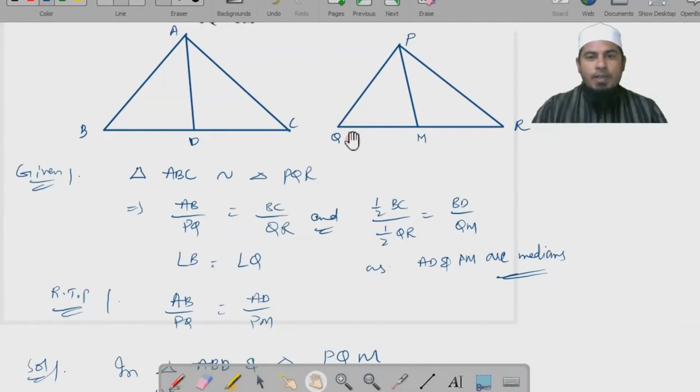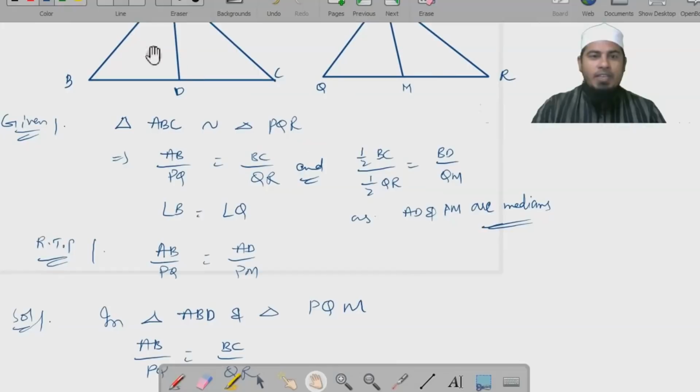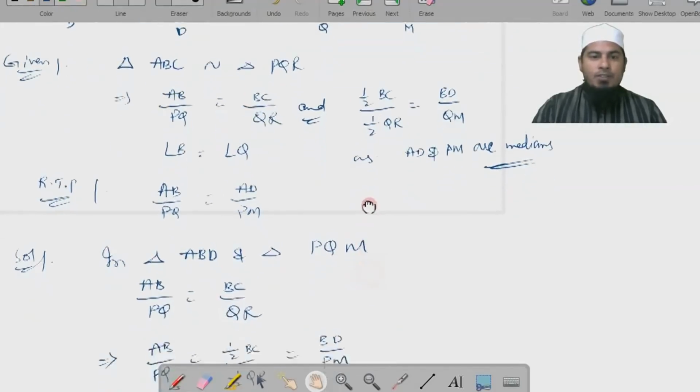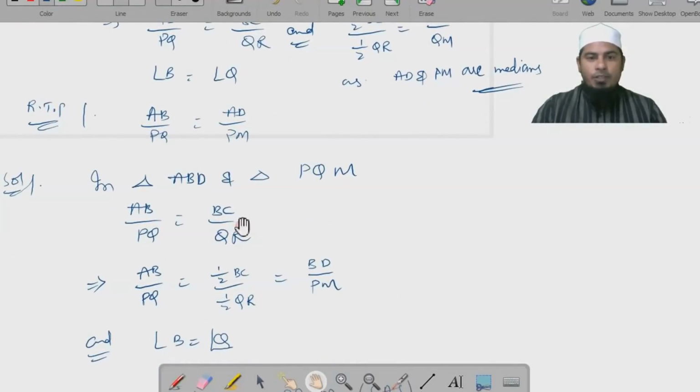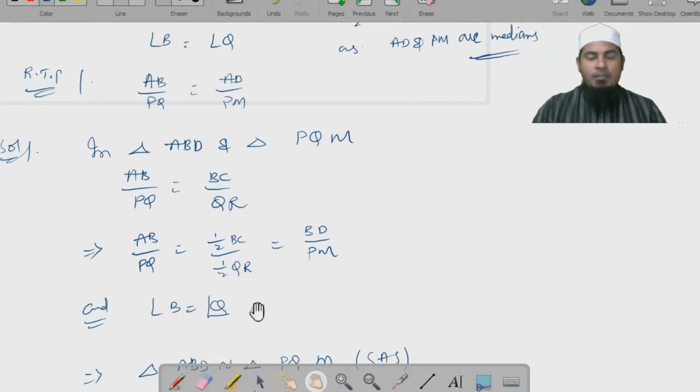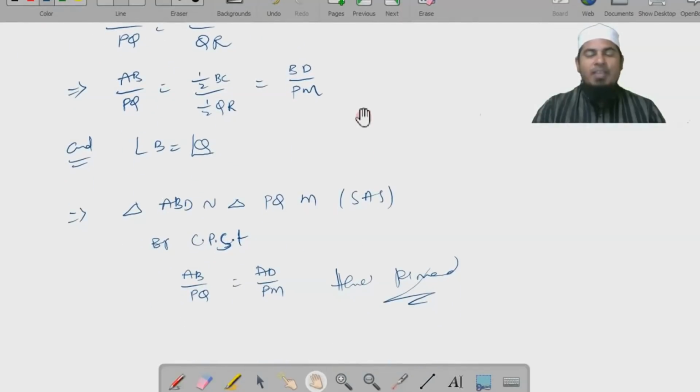Angle B is equal to angle Q, because I am taking just angle B equal to angle Q. Angle C is equal to angle R also, but my intention is to prove triangle ABD and triangle PQM similar. Now in triangle ABD and triangle PQM, the two sides are in the same ratio and angle B is equal to angle Q, then what happens? The two triangles are similar by the SAS similarity criterion. By CPST we get AB by PQ is equal to AD by PM, hence the solution.